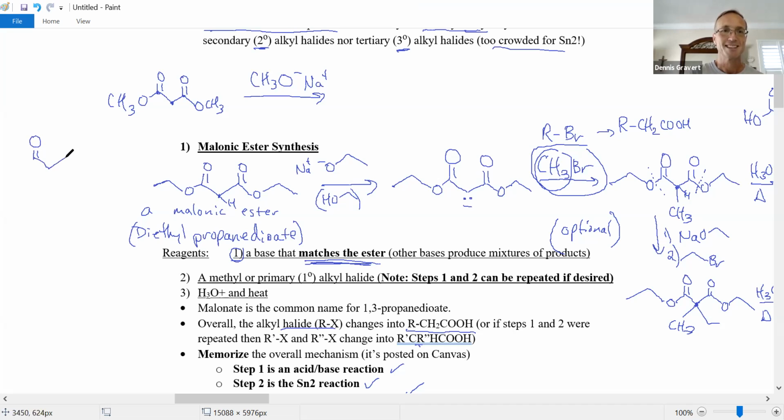sorry, am I beating this dead horse? What's the expression? I don't know. But I'm going to do it anyway. Base has to match the ester. Here's my ester, that's my base. Which is kind of cool actually, because on the exam, I have to give you this and ask for either the reagents or the product. So you look at the structure and you already know the first reagent. The base matches the ester.